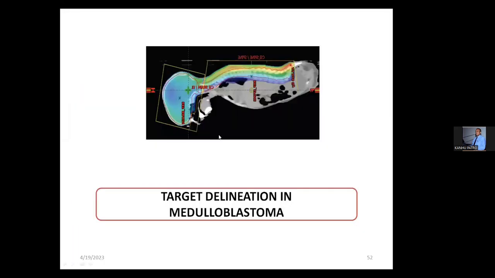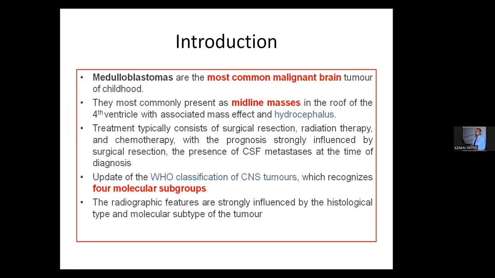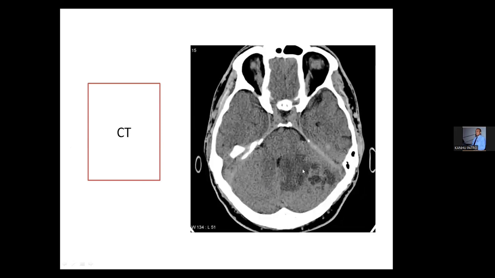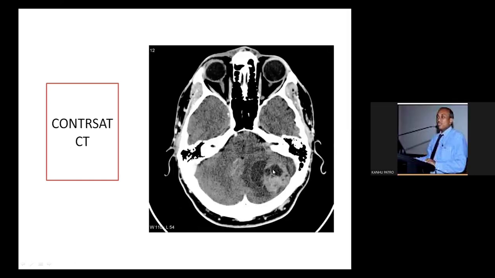Now I will tell you about target delineation in medulloblastoma. Medulloblastoma, as you know, is mostly a pediatric tumor, the most malignant brain tumor in childhood, mostly in the posterior fossa, and there are now many molecular groups. I'm not going into the details of the molecular groups, but I will go to the contouring guidelines only. On the CT picture, the posterior fossa medulloblastoma looks hyperdense. There may be some cystic and hemorrhagic components. With contrast, there may be enhancement of the solid component with the cystic component surrounding it.